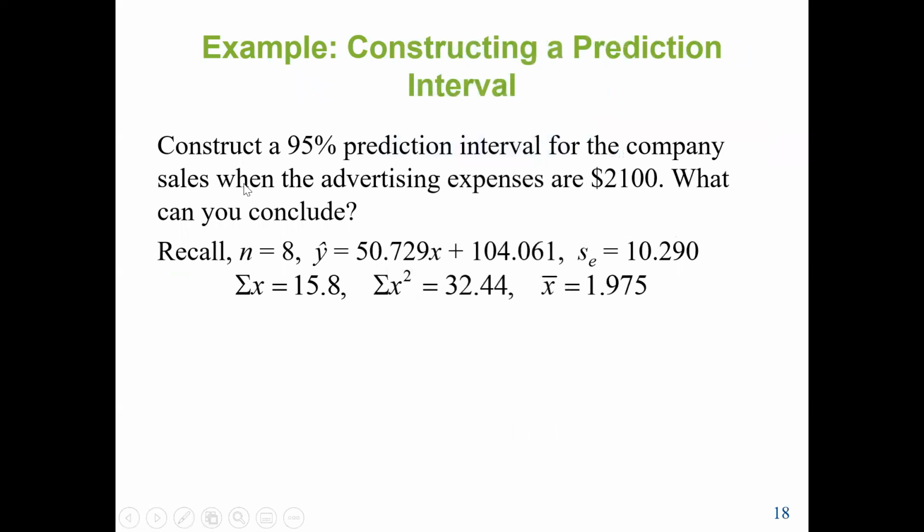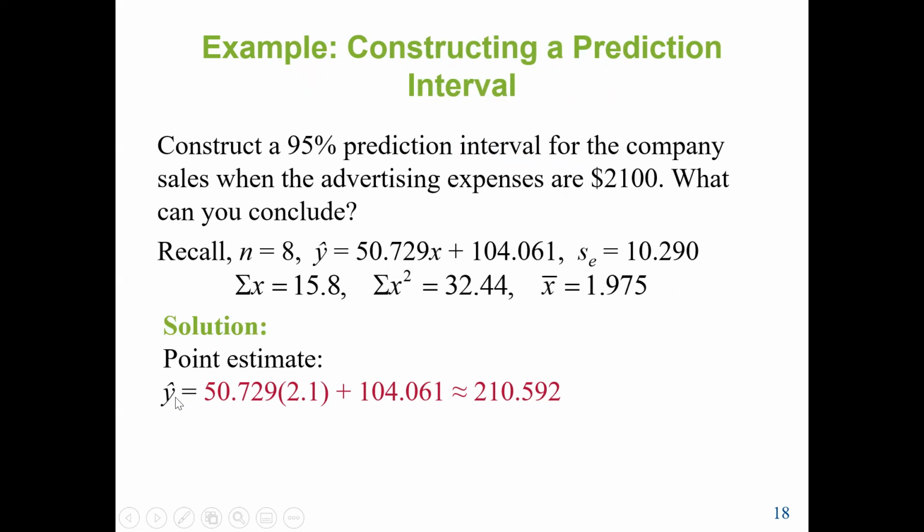So let's solve this problem. As we said earlier, in order to solve this problem, we have to know the confidence level, and that will give us the value of alpha, and we know the degree of freedom, so we can use the t-table to solve this problem. Here they say we should construct a 95% prediction interval for the company sales when advertising expenses is given as following. So that's the x value. And since it's a 95% confidence interval, our alpha will be 5%.